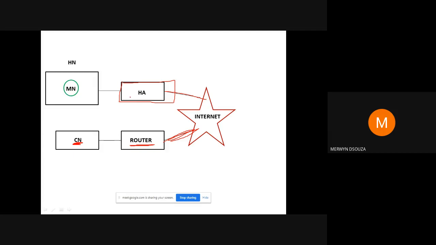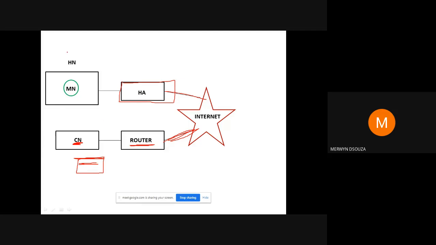As long as the CN knows where the MN is, the original address of the MN, the CN knows only the original address of the MN. It does not know the other addresses. If the MN shifts later on, the CN will not know the other addresses. As long as it knows the original address, and it puts the original address correctly into the data packet, the packets will be delivered correctly.